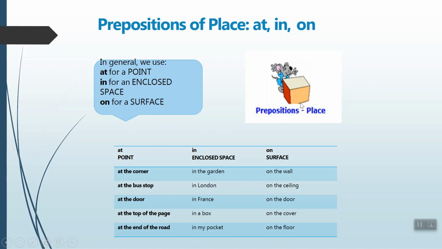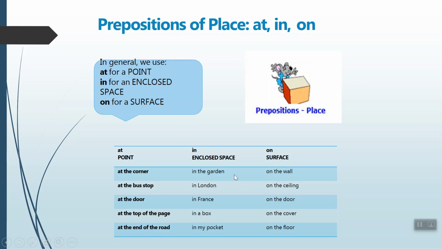See here, this photo, prepositions of place. At is for a point, at the corner. We say at the corner, not in the corner. Sometimes we can say in the corner, but it has another meaning. At the bus stop, at the door. Where are you now? I am at the door. At the top of the page. At the end of the road.